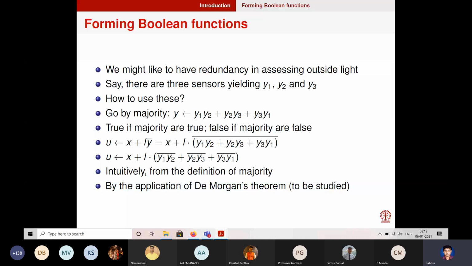But you can see that the minimum that you need is that any pair, which is a majority, 2 out of 3, is 1, then this expression becomes 1. So this is a nice way where you can represent the majority function.